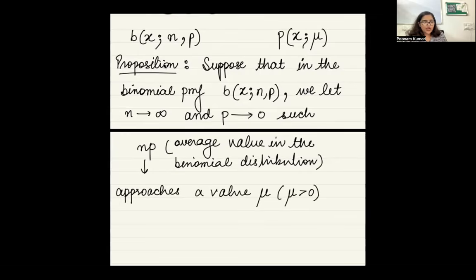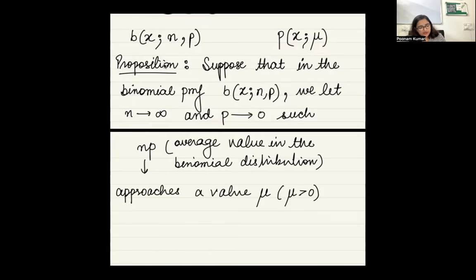Okay. So how are we letting n and p change? That n is becoming very, very large and p is becoming very, very small, such that this product n times p is fixed and it's approaching a number mu. And what is this mu? This is actually my average value in my Poisson distribution. So this is all the background we are setting up first, the kind of situation that we are putting ourselves into.